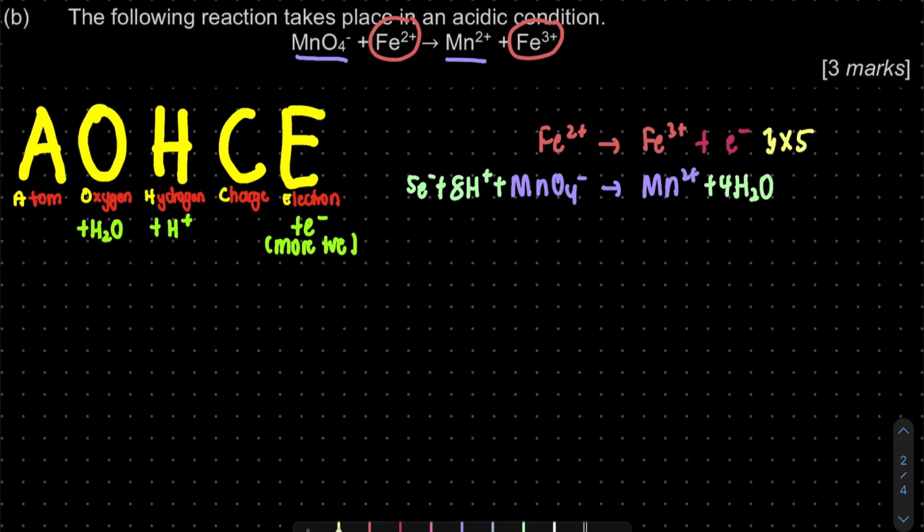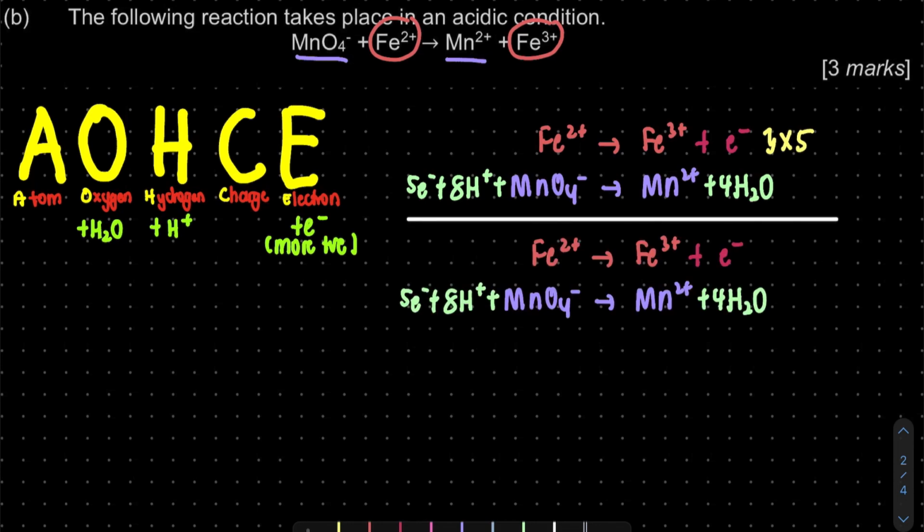I'm just going to write down the equation again. Remember, here we have to multiply by 5. So here it becomes 5Fe²⁺, 5Fe³⁺, and 5 electrons. Then we're going to cancel out the electrons themselves. Once the equation is cancelled out, check the species: is there any similar species that we can cancel out? Fe²⁺ is by itself, Fe³⁺ as well, none. The same goes here, there's none of the species that we can cancel out except the electrons.